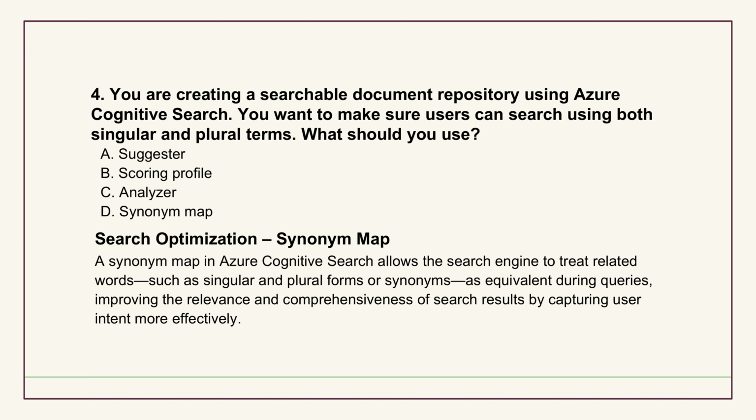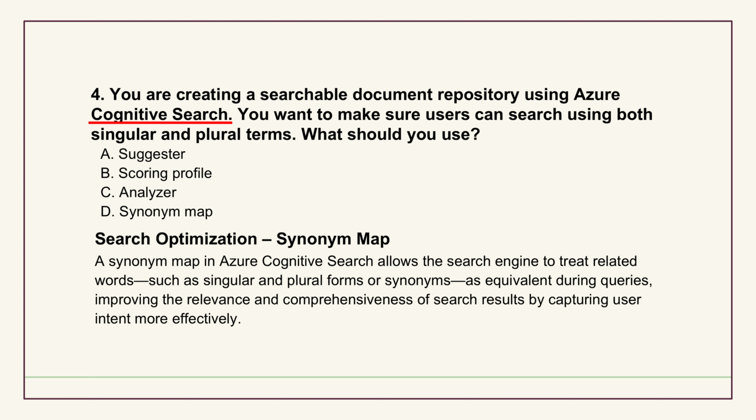Okay, let's talk about finding information after you've processed it. Scenario 4, question 4. This involves optimizing search within a document repository using Azure Cognitive Search. You want users to find relevant results, whether they use singular or plural terms like searching for policy or policies, and getting the same documents back. What feature of cognitive search helps you do that?